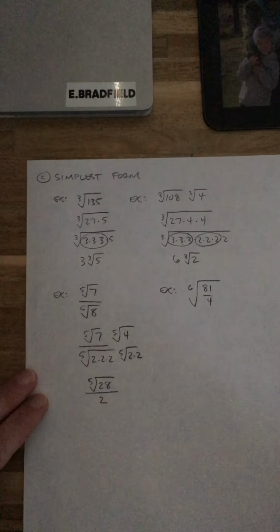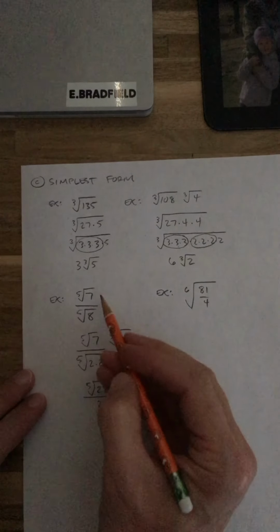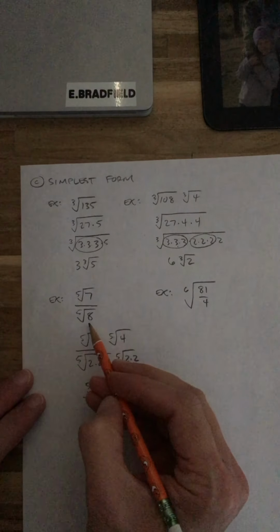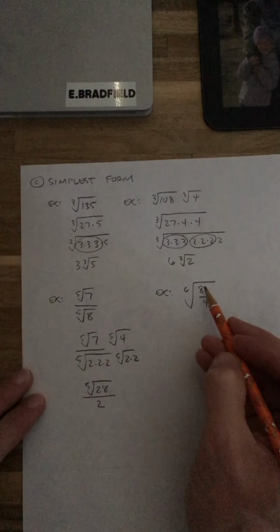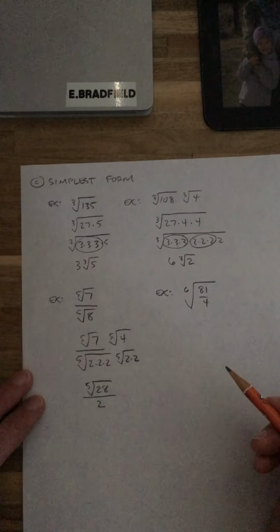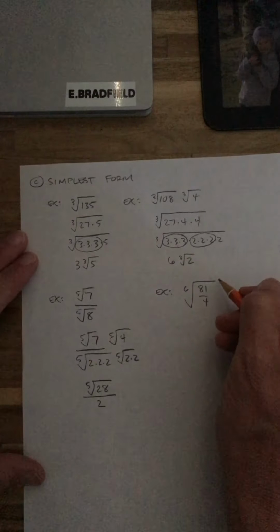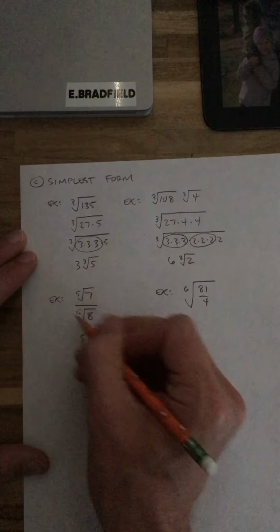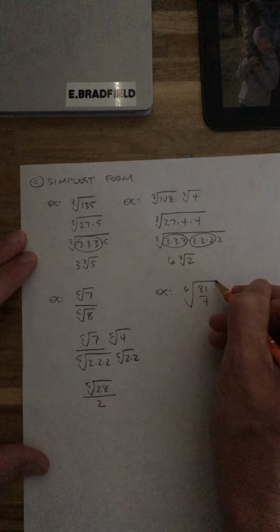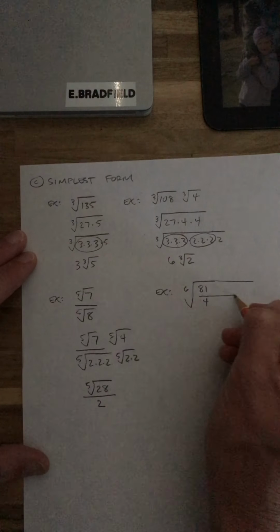All right, so now there's a couple ways you can do it. Notice here I had the 5th root of 7 over the 5th root of 8. Here I have the 6th root of 81 over 4, all in one, okay? We can totally work with that. You don't have to. You could break it up into this if you want, but let me just show it to you this way. I'll just kind of extend this, right?